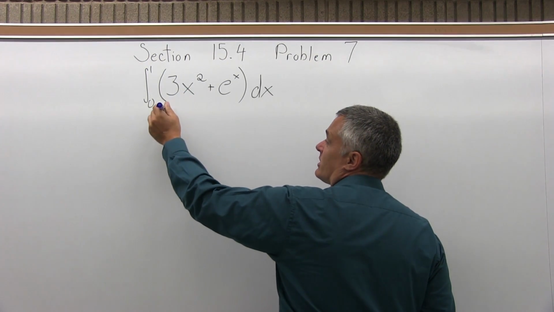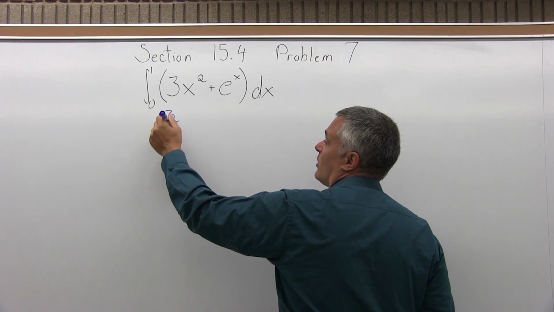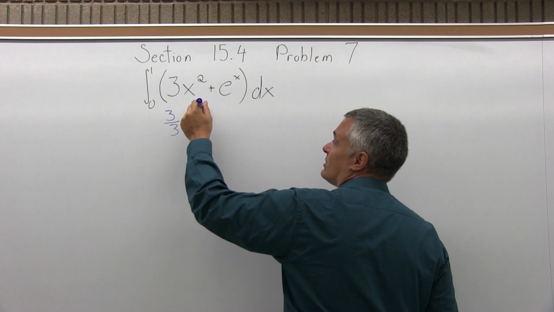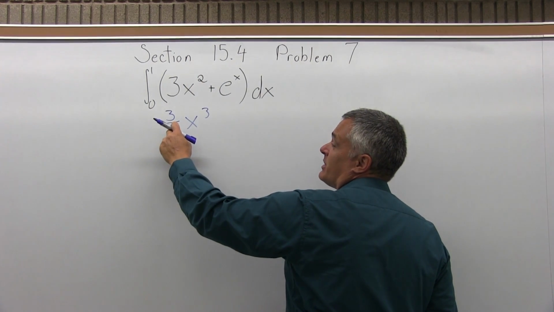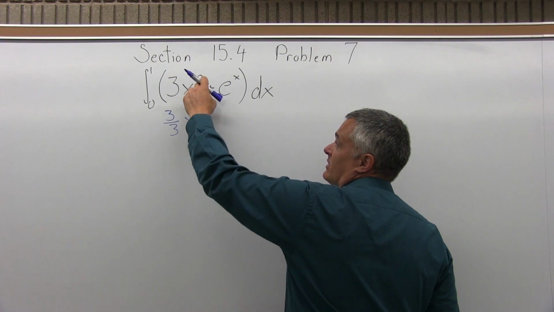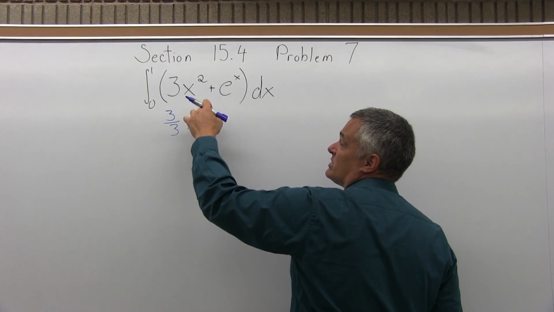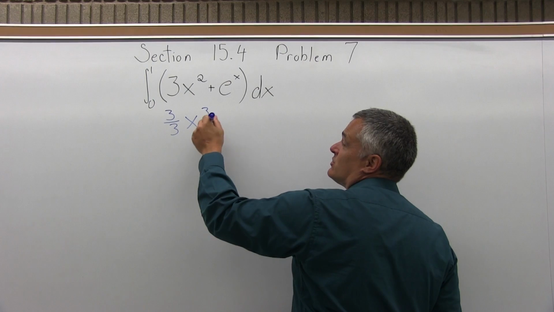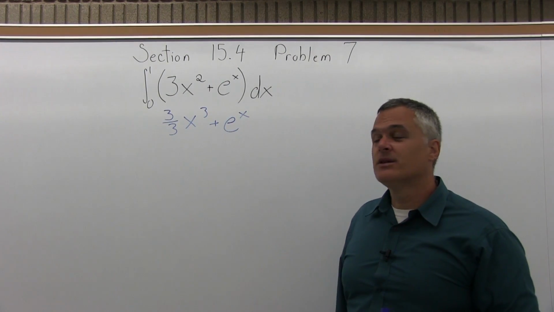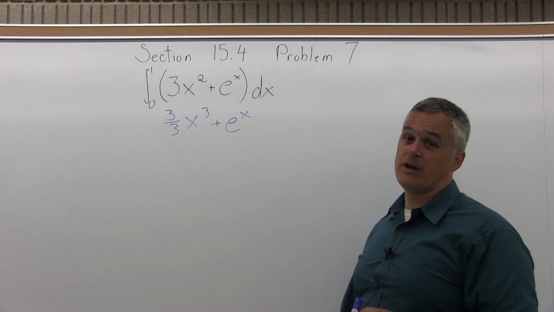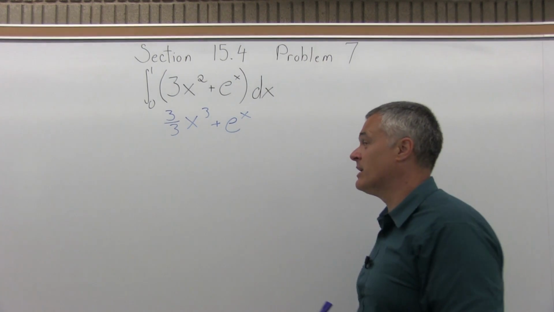The 3x squared, when we integrate, will be 3 over 3x to the 3. Again, I took the previous exponent of 2, goes in the denominator, and it's increased by 1. The new exponent is the old exponent plus 1. The e to the x is super easy to integrate. It just stays e to the x. Technically, there is a plus c involved, but we don't have to write it. It would cancel on the last step anyway.